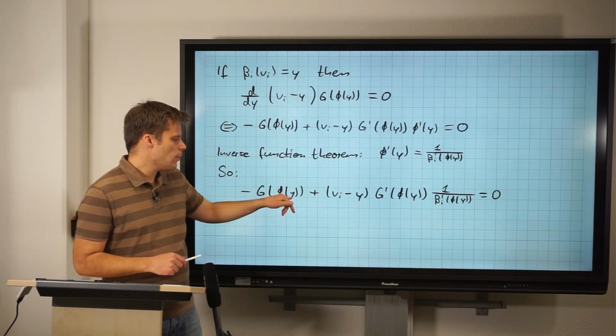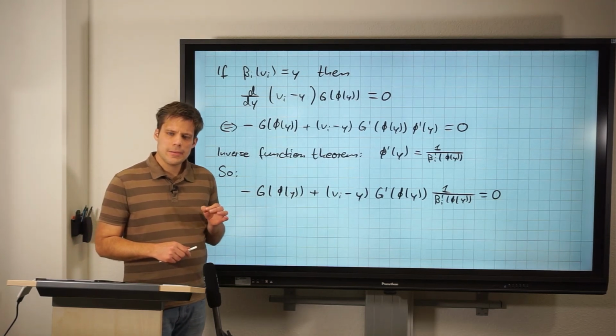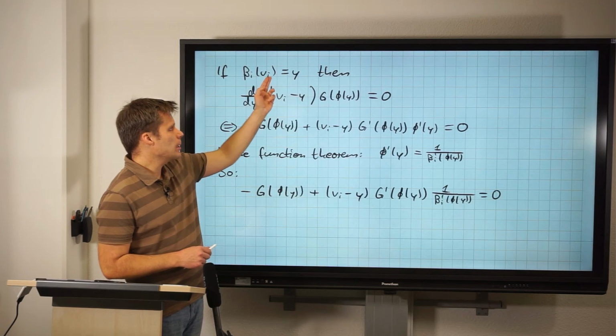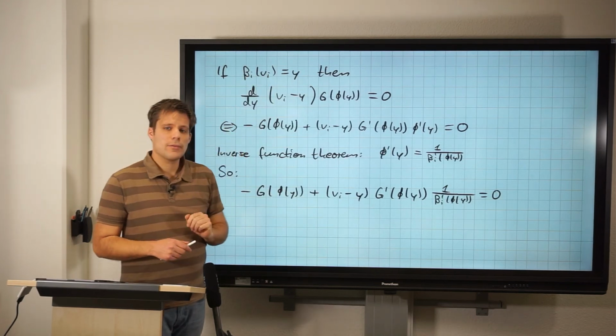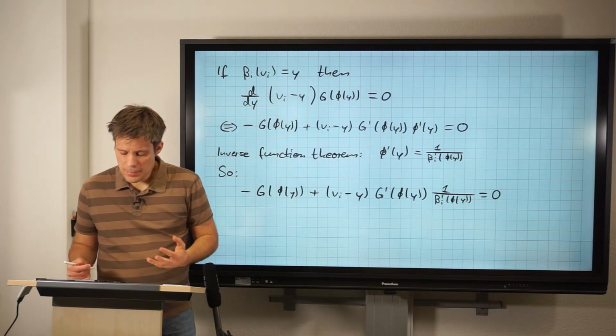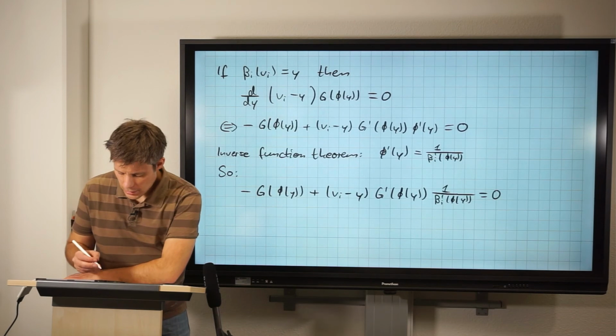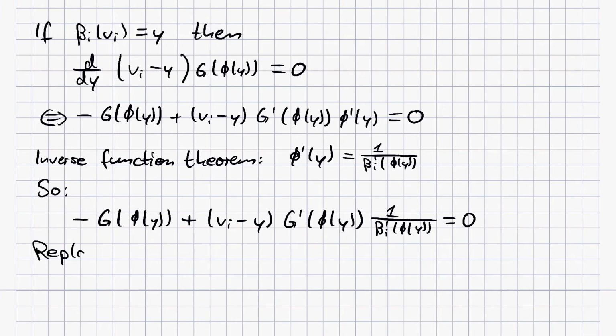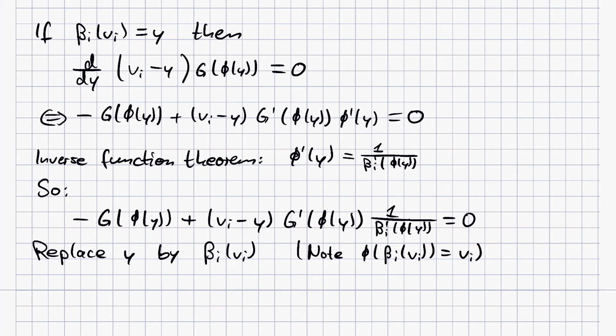Now we replace y. What was y? Y was the bit that we wanted to have. We now said this holds for the bit that we should choose when our value is vi. So let's replace every y by beta I of vi. And phi was the inverse of beta I. So phi of beta I of vi is equal to vi.